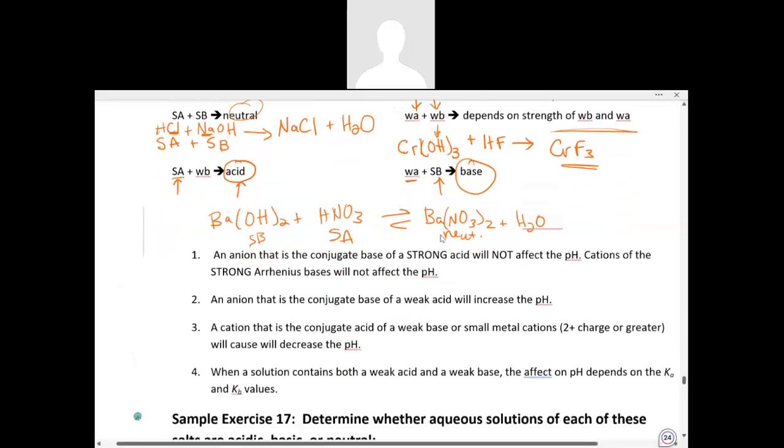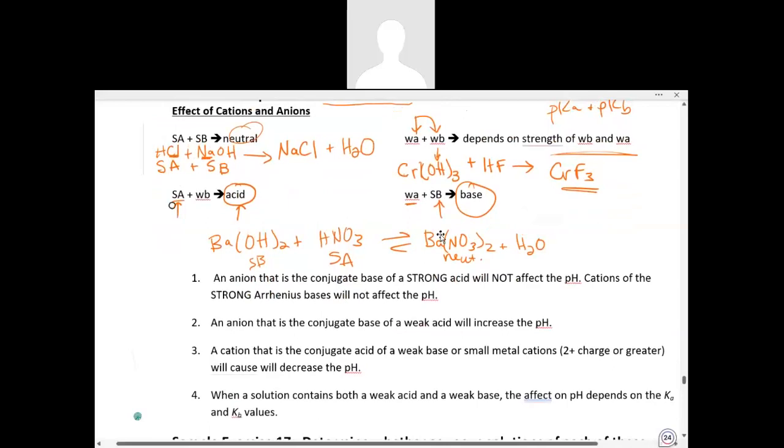There's some other guidelines here that you can use when you're studying and on your test. Things like when you have an anion that's a conjugate base of a strong acid, this is neutral, such as an example of HCl, giving you the chloride ion. So these again are some other guidelines for how to determine whether or not a salt solution will end up being acidic or basic.